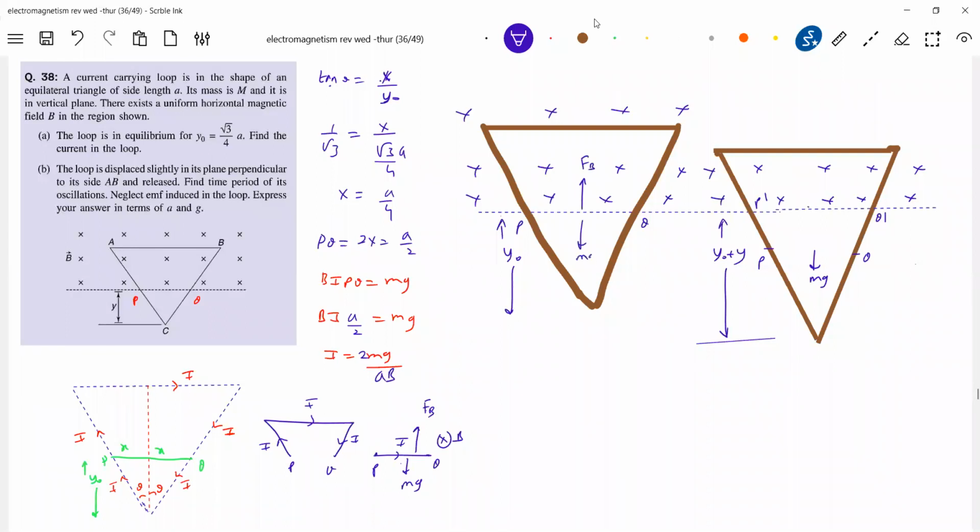So earlier FB and mg. So now FB dash will act here. So the net acceleration will be upward. So MA equal to FB dash minus mg. What is FB dash? We should write.